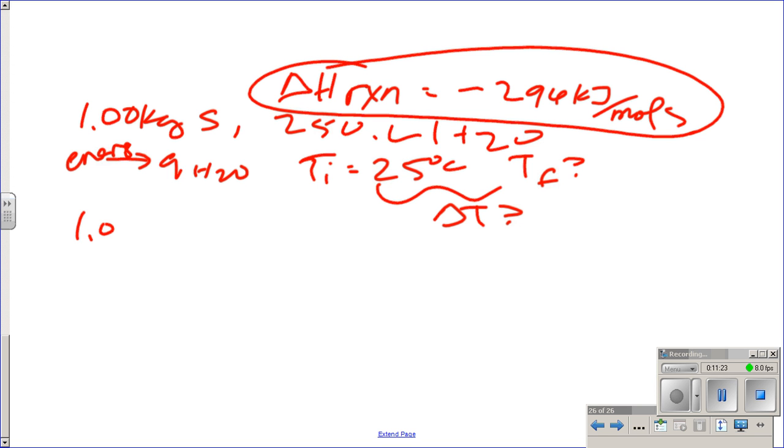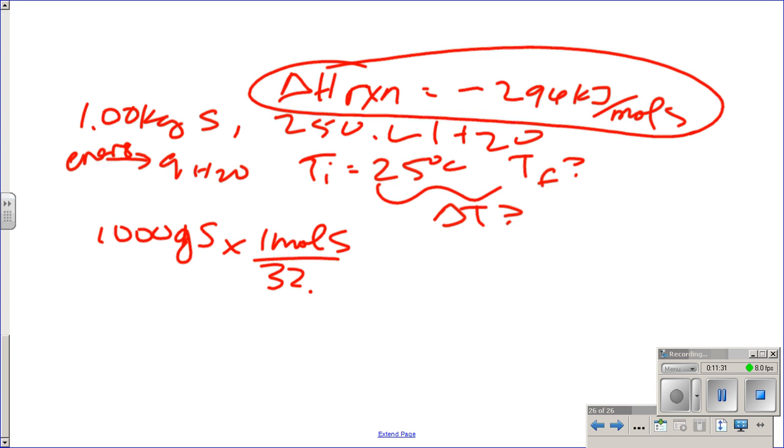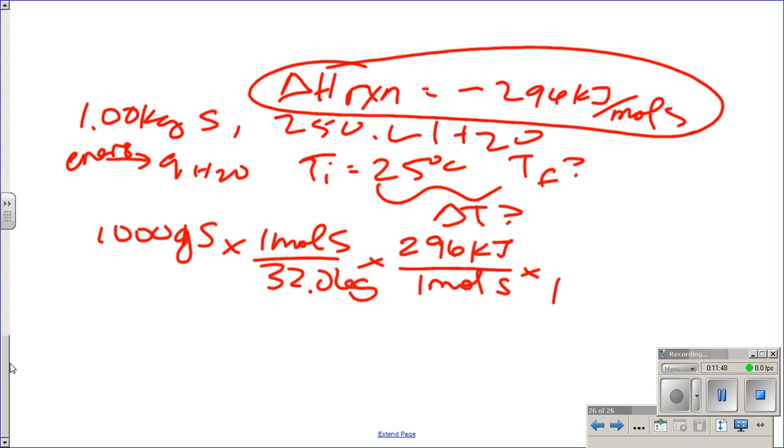So 1 kilogram is 1,000 grams. Sulfur, 1 mole of sulfur, 32.06 grams. 1 mole of sulfur will put out 296 kilojoules per mole. And I'm going to go to joules because my q equals mc delta T formula has joules in it, not kilojoules. So 1 kilojoule, 1,000 joules.